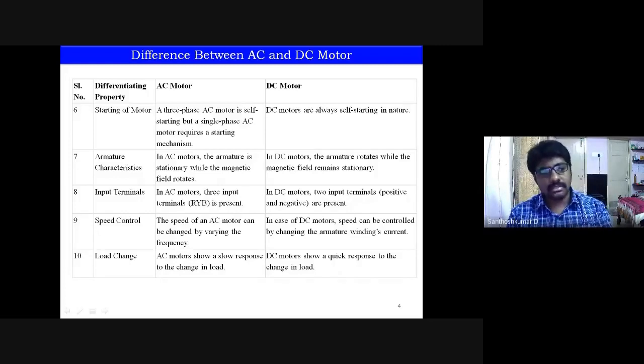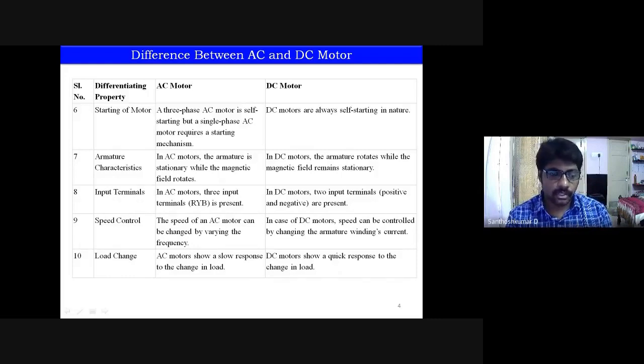Okay, so the next thing is armature characteristics. In AC motors the armature is stationary while the magnetic field rotates, but in DC motors the armature rotates while the magnetic field remains stationary. Please understand, in AC the magnetic field rotates and the armature is stationary, but in DC it is exactly the opposite. Input terminals: R, Y, B are the three terminals in three phase, but here there are only two terminals, positive and negative.